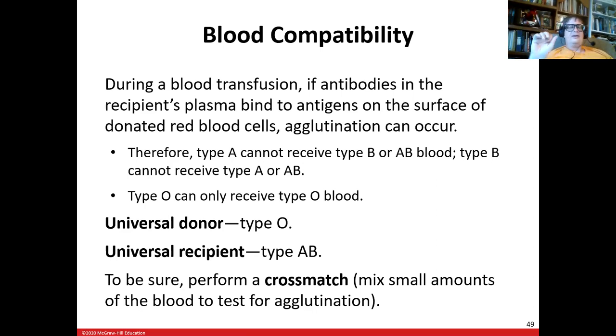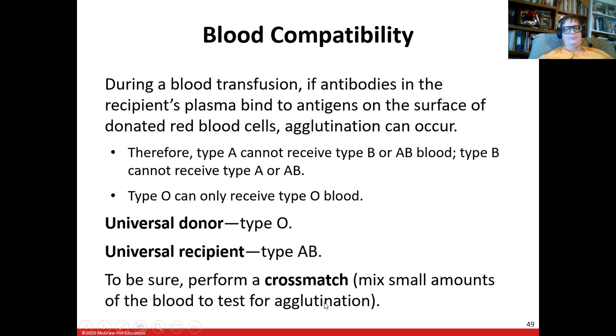We'll get to it on a slide coming up, but the short version is if you are AB negative, you cannot receive a positive. And it doesn't matter what the positive is. A positive, B positive, O positive, you can't take it. All right. And it says, to be sure, perform a cross match.